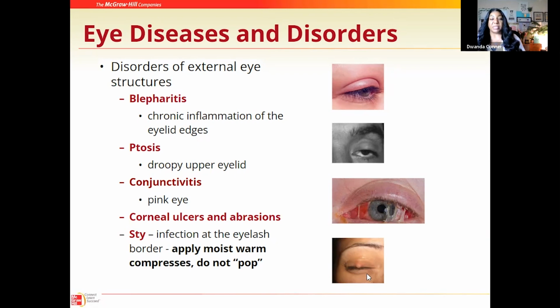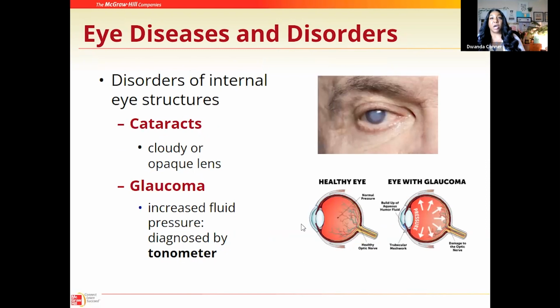And then at the bottom, this is a stye. A stye is an infection that actually lies down at the border of the eyelash. And it says, apply moist, warm compresses, but do not pop. This isn't similar to a pimple, so you don't want to pop this because it would make the eye more susceptible to infection. So warm compresses over time, applying small amounts of pressure, would allow the stye to actually dissipate over days.